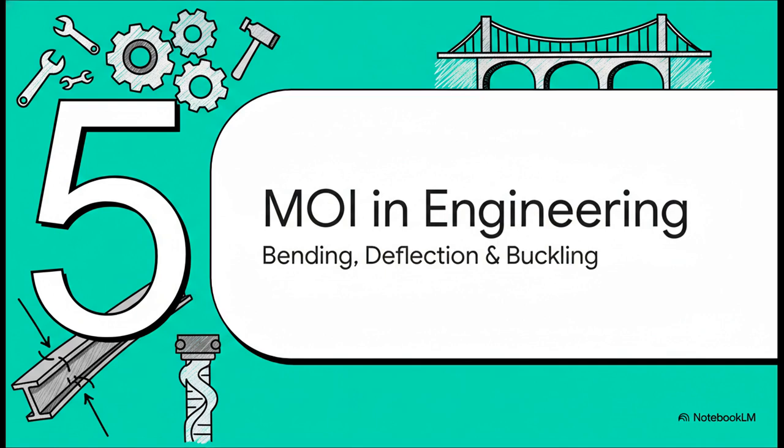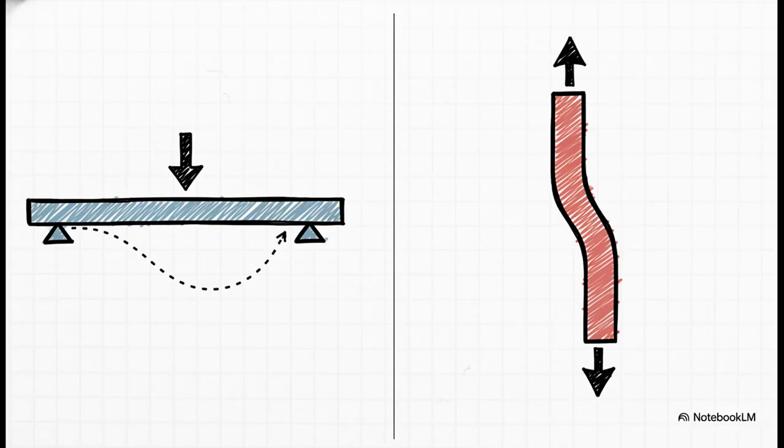This is where the rubber really meets the road in structural engineering. In the entire field of strength of materials, moment of inertia is king in two massive areas. First, beam design. It's essential for calculating stresses and, critically, for figuring out how much a beam is going to sag or deflect under a load. And second, column design. I is what tells us the exact load at which a tall, skinny column will suddenly buckle and fail.